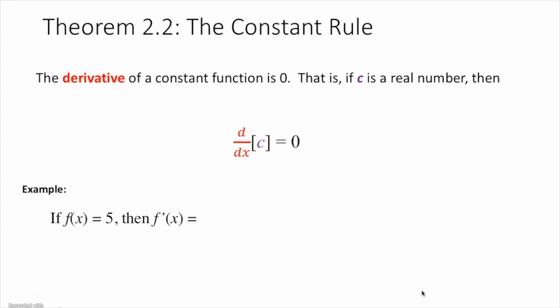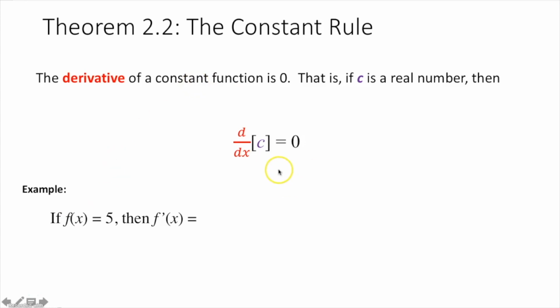Yeah, the first thing we're going to talk about is the constant rule. That says the derivative of a constant function is 0. That is, if c is a real number, then d/dx of c, the derivative of c, some number, is equal to 0. So remember, a constant function is just like y equals 5 or f of x equals negative 1/2. It's just when you have a function, y or f of x, equal a number.